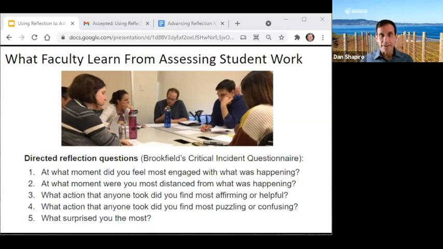And so what I'm going to do next is share some of those results. First, I'm going to share the results from what we learned from coding the reflections after each day of assessment. And then I'll share what we learned from going to faculty, some of this 3 or 4 or 5 years after they did the work, asking them how it impacted them.